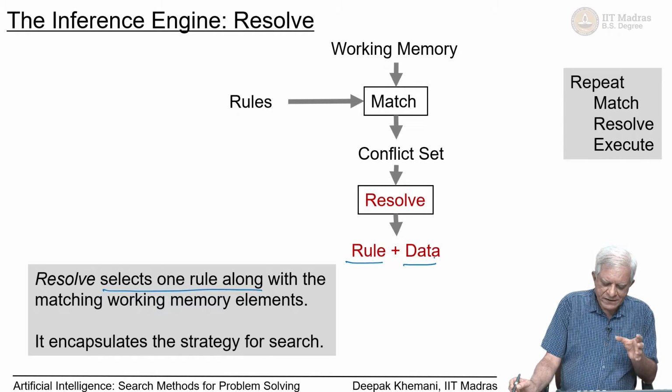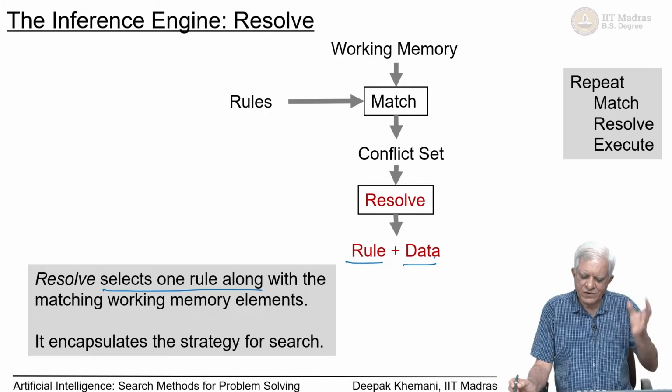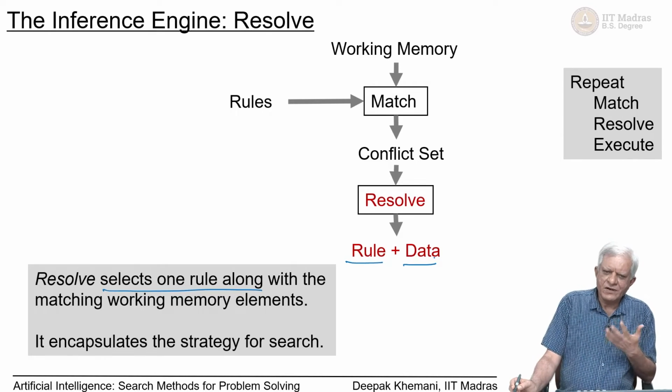And we will see that it is resolve which captures the strategy that will be used for search. The rules for conflict resolution will give you the strategy of search that this agent is using. So, it is also doing search, with all these rules matching. Just think of it as forward chaining.